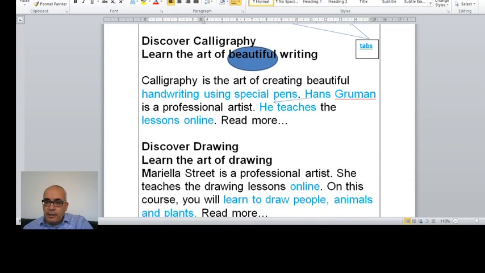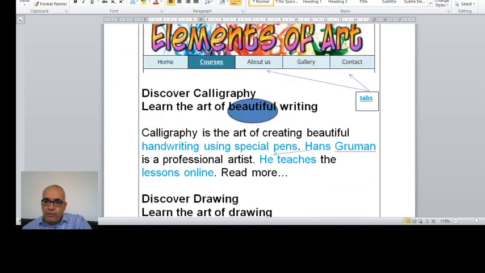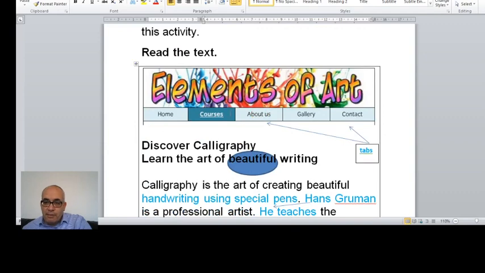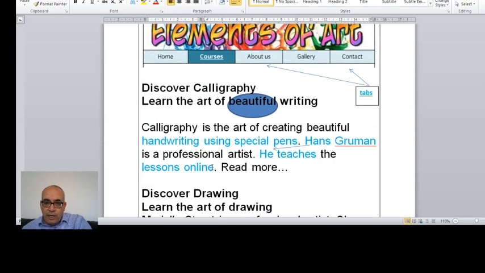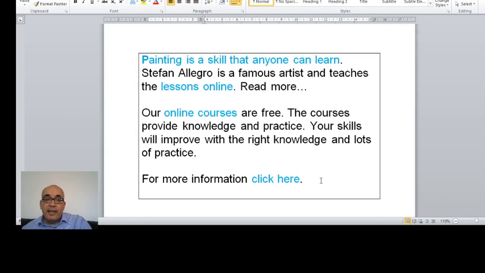So if I go back, if I scroll down, where would you see this document? Take the correct answer. On the internet, in a magazine, at an art shop. And the answer is on the internet. Why is this? Because if you look here, first you can find tabs, lessons online, click here. So all these words which I put in the blue for you to show you the answer, all these words tell you this document you can find on the internet.